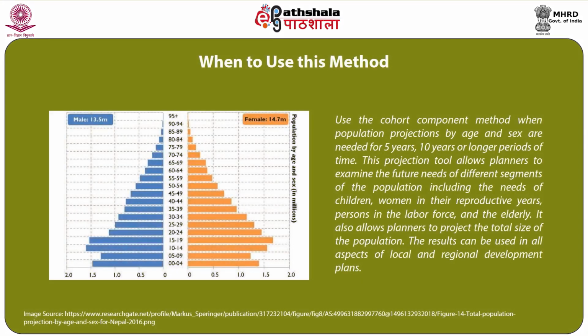When to use this method of population projections? Use the cohort component method when population projections by age and sex are needed for 5 years, 10 years or longer periods of time. This projection tool allows planners to examine the future needs of different segments of the population, including the needs of children, women in the reproductive years, persons in the labor force and the elderly. It also allows planners to project the total size of the population. The results can be used in all aspects of local and regional development plans.